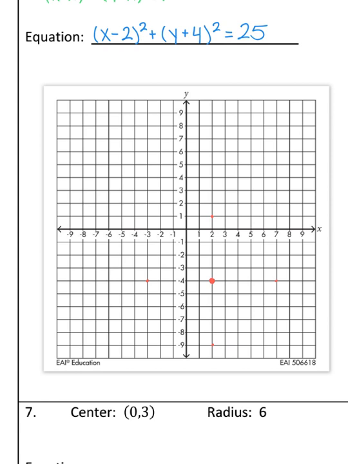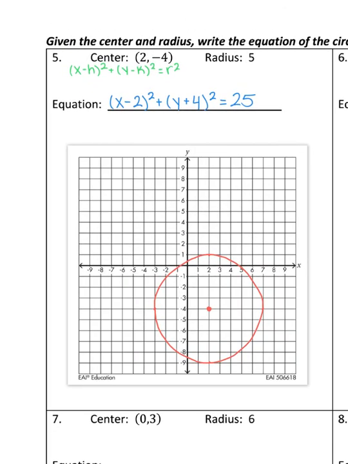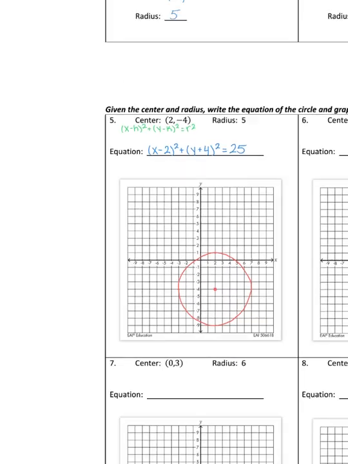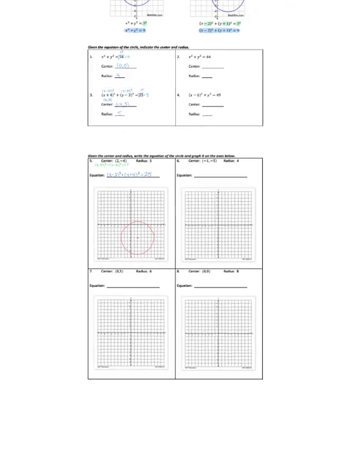Now, as neatly as you can, it does not have to be perfect as long as you have the proper radius, we're going to connect these 4 dots and make a circle. And there you have it. Given the center and the radius, we were able to both write the equation for our circle and graph that circle on our axes.